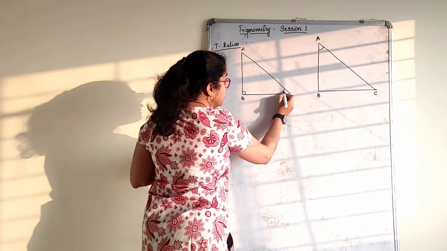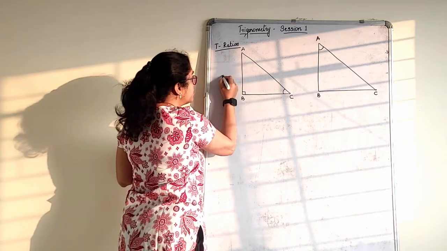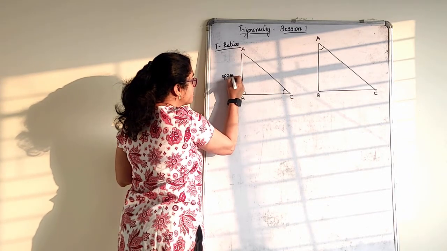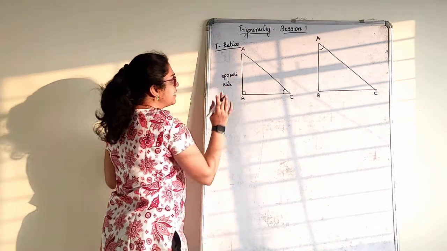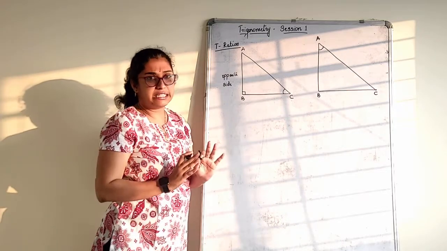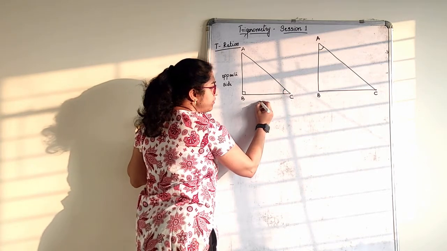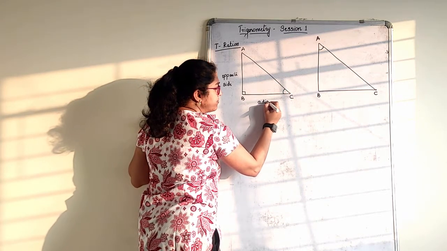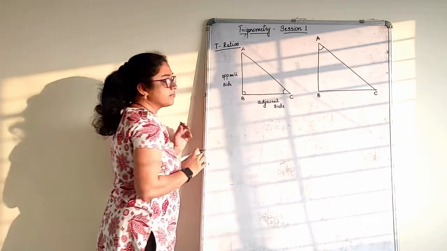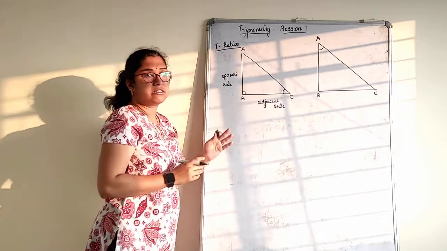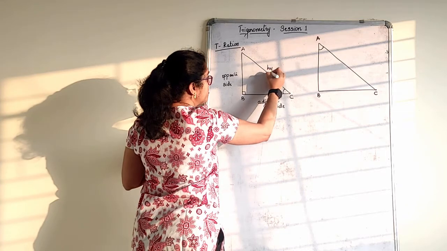Now, the side opposite to the angle C is always the opposite side. We always see this side as the opposite side of angle C. The side adjacent to angle C is always called the adjacent side. Of course, the side opposite to the 90 degree angle is always the hypotenuse.